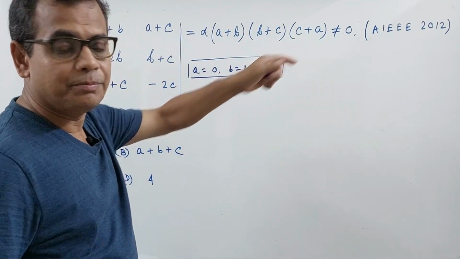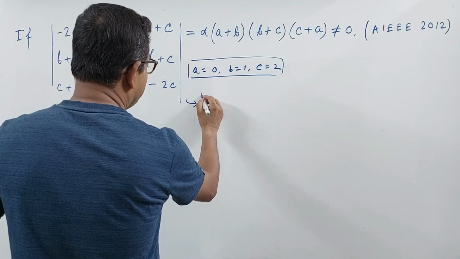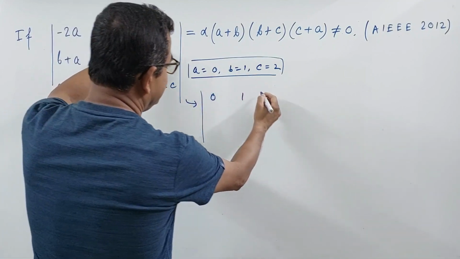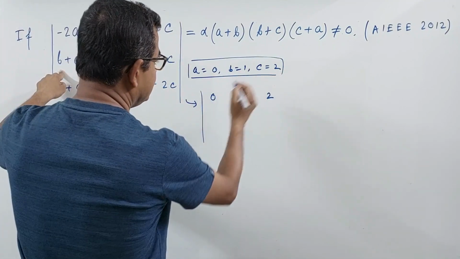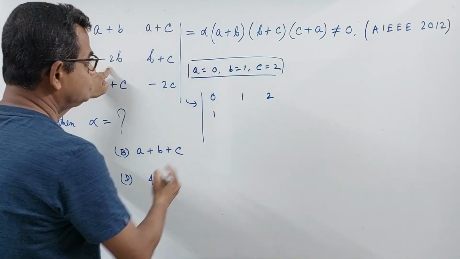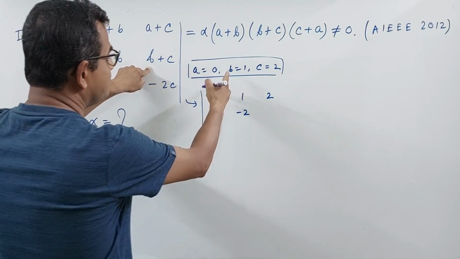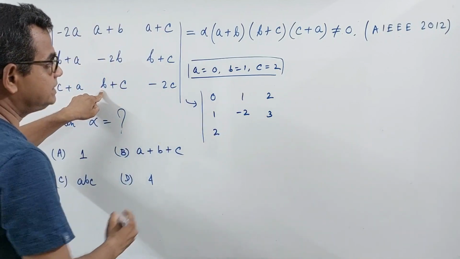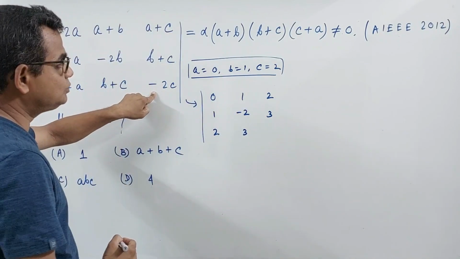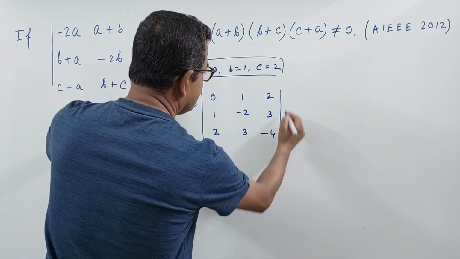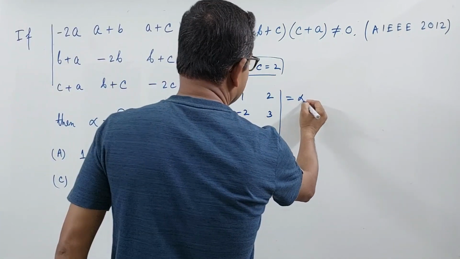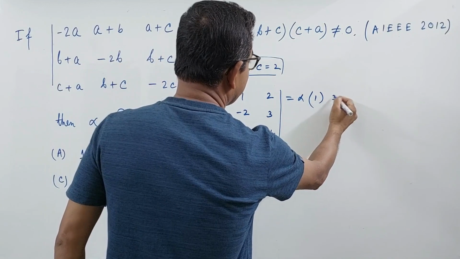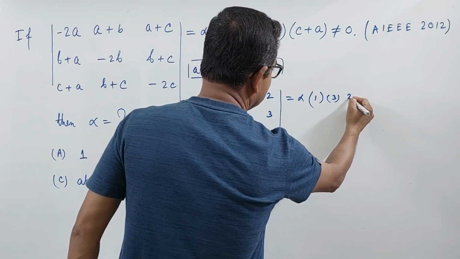So this relation becomes determinant of minus 2a, that is 0, a plus b, that is 1, a plus c, that is 2; b plus a, that is 1 plus 0, that is 1, minus 2b, that is minus 2, b plus c, that is 3; c plus a, that is 2, b plus c, that is 3, and minus 2c, that is minus 4, equal to alpha into a plus b, that is 1, b plus c, that is 2 plus 1, 3, and c plus a, that is 2 plus 0, 2.